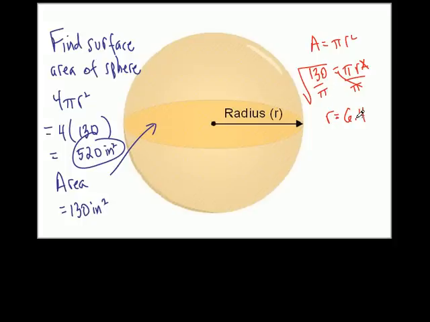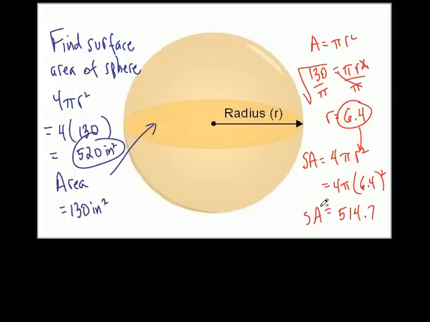So they said, okay, the radius is 6.4. Now let's find the surface area of the sphere. So the surface area of the sphere is 4 pi r squared. And now we can take this value for r and put it right there. So it's 4 pi 6.4 squared. See, this is a really rounded answer right here. This doesn't come out like it really should. So they came out to 514.7, and that was their surface area. This is right. It's not wrong.